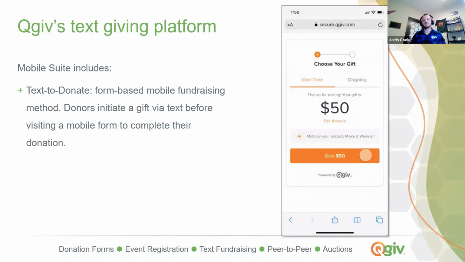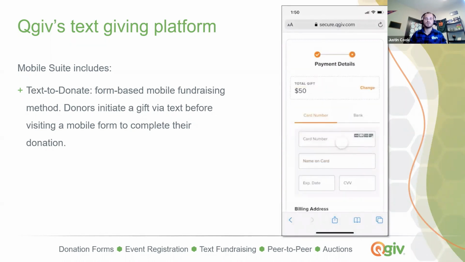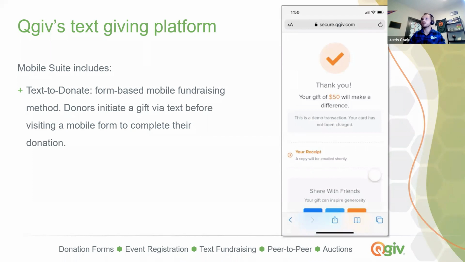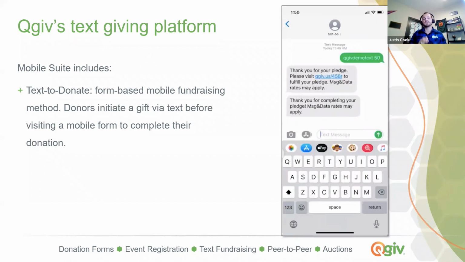A donor texts in your keyword to 50155. They'll get a follow-up message that has a link to your specific donation form. Then all they have to do is visit the mobile form from that text message to complete their donation. And they'll receive this thank you for completing your pledge after they've done that. So super easy, super quick, straightforward way for your donors to give.